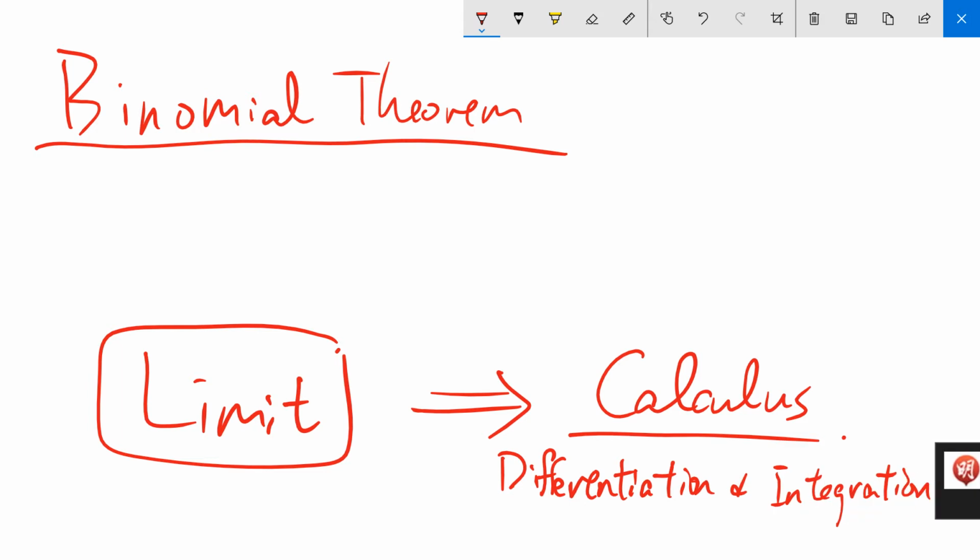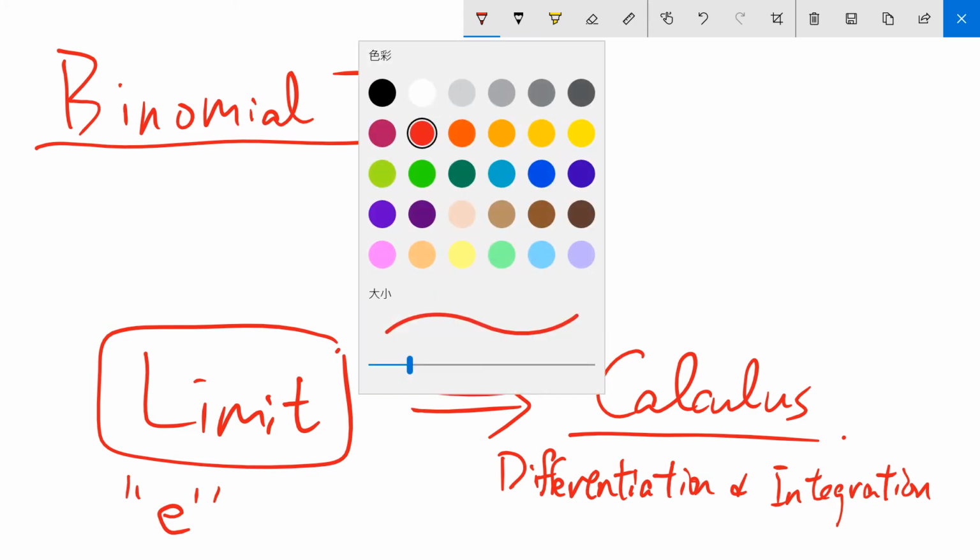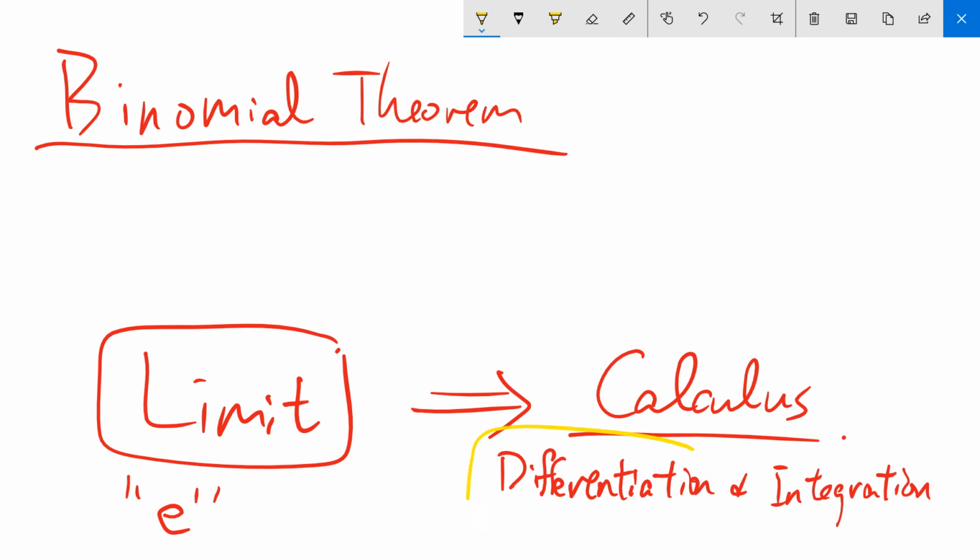The concept of limit actually contains the number e. But before we go through this kind of concepts, we have to know about the binomial theorem for us to understand some basic concept in differentiation.